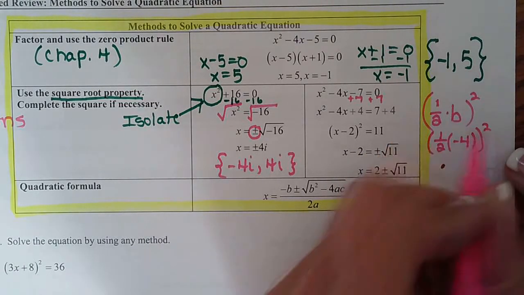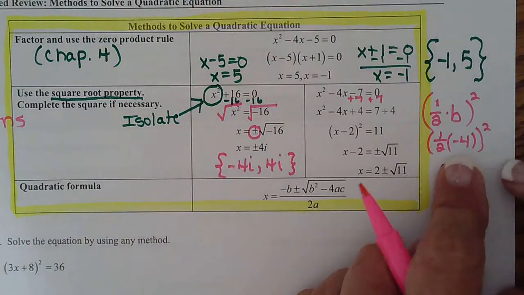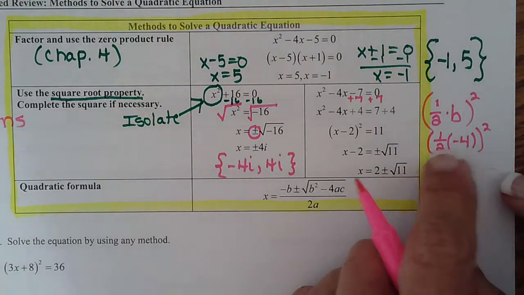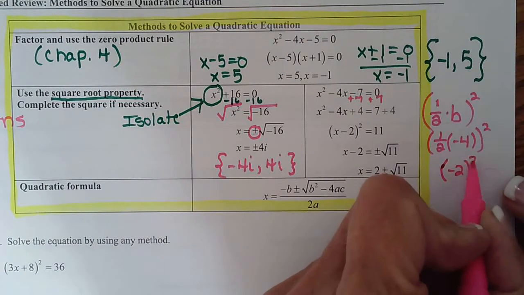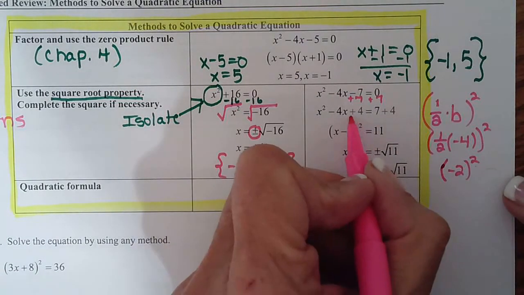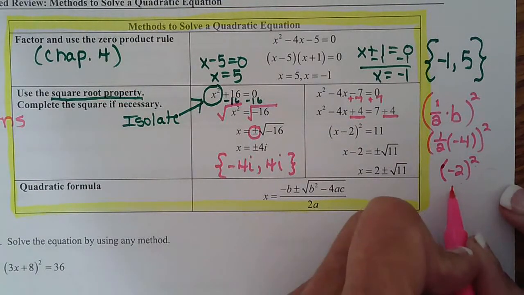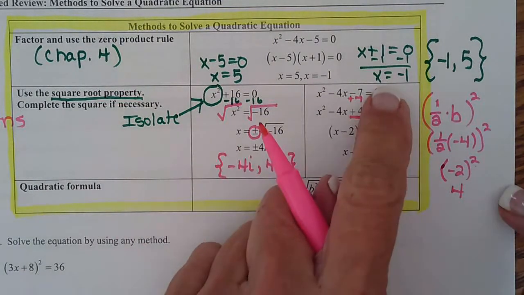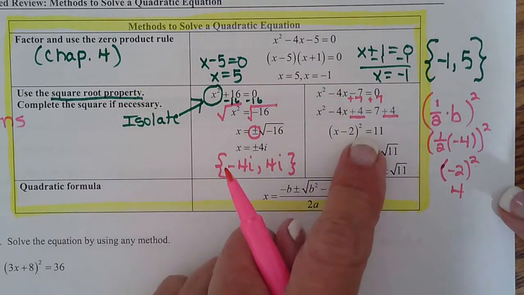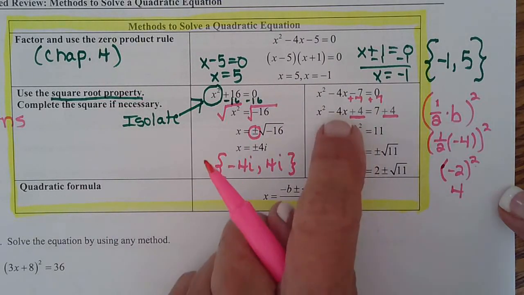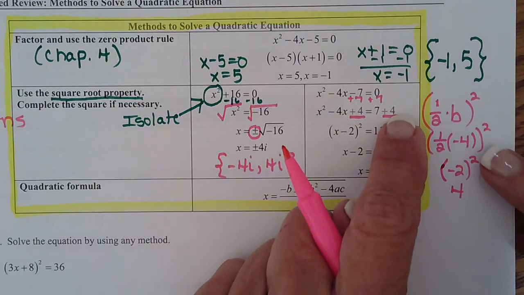Quantity squared, so half of -4. Half of -4 is -2. Squared is 4. And that's why we added 4 to both sides. So that 7 moved over because we need x's on the left, constants on the right when we're completing the square. Then we did half of b squared, and that's where we got this number.